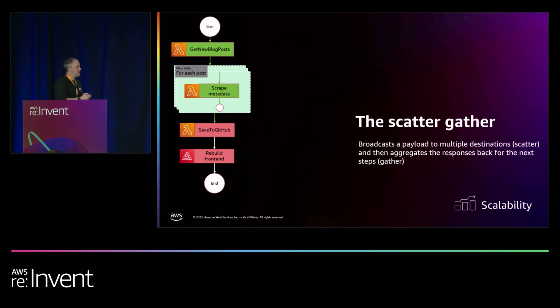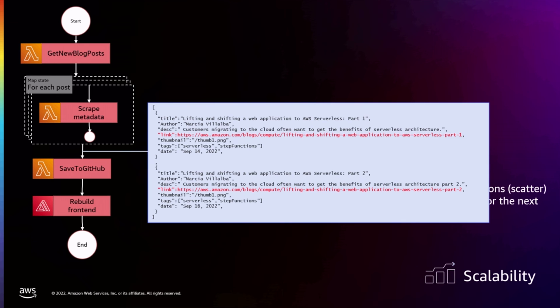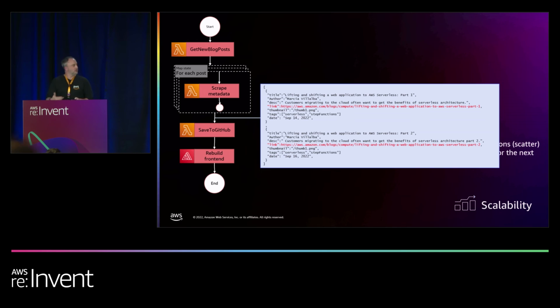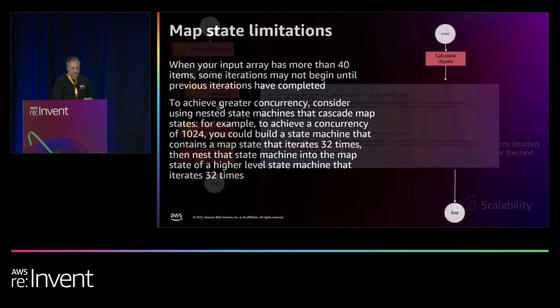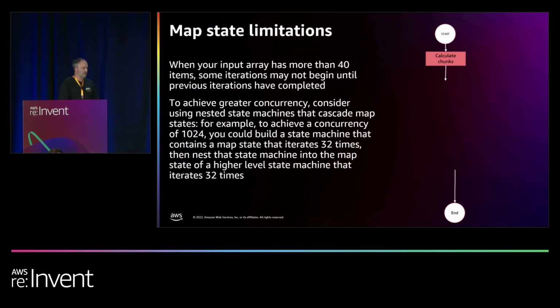We still scrape the metadata concurrently, but then we move the save to GitHub action out of our map state, so we only have to invoke that once, so there's fewer state transitions, which, as we know, is what costs money. So we move that out, and our application is just as performant, but it's more optimized now for cost. And then finally, we still run the SDK to trigger the Amplify build.